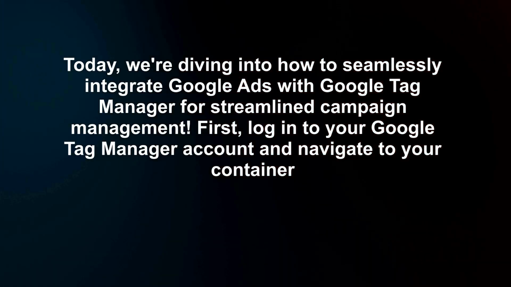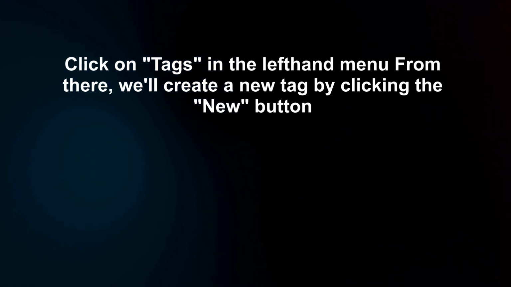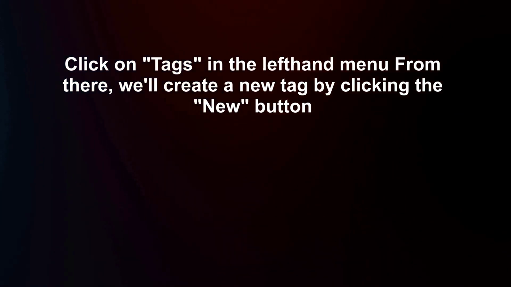First, log into your Google Tag Manager account and navigate to your container. Click on Tags in the left-hand menu. From there, we'll create a new tag by clicking the New button.